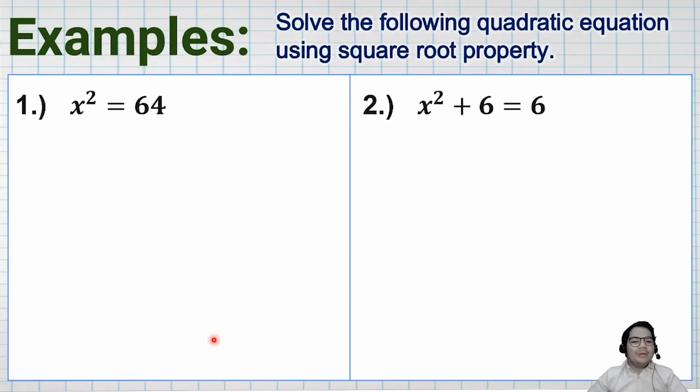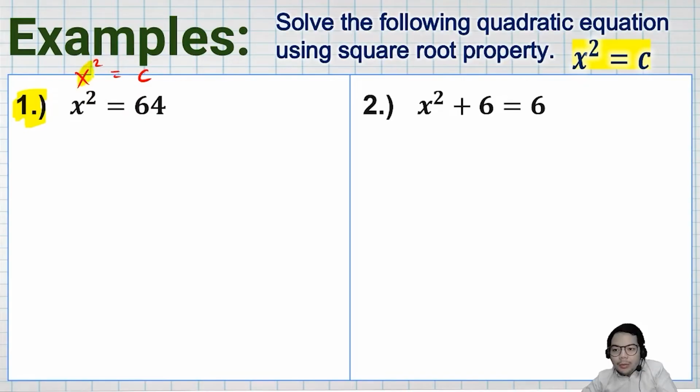So here are some examples on how do we solve quadratic equation using square root property. So let's start with this basic one, which is number 1. Yan, start tayo dyan. X squared is equal to 64. So ang goal natin palagi is to make it in the form of x squared is equal to c. So, kung isusulat natin siya dito, x squared is equal to c, tingin nyo ba ganun na yung itsura nitong number 1? Tama. So, nandun na siya sa form ng x squared is equal to c. Yung x squared nandito sa left side, then si 64 yung constant natin.